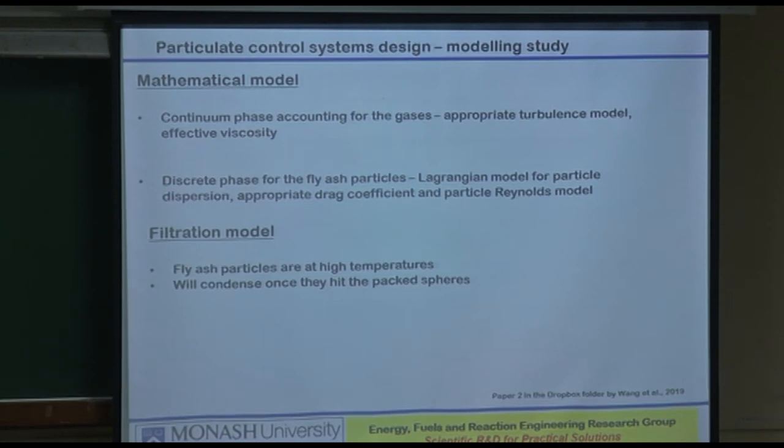Now the discrete phase, they're not assuming any liquid phase at all. So immediately on hitting the bed particles, they were condensing to solids. So that's the starting point. That's the point that I made, that the particles may be semi-molten as they are escaping the gasifier, but in their model, they are not considering anything other than a solids model and a gas phase model.